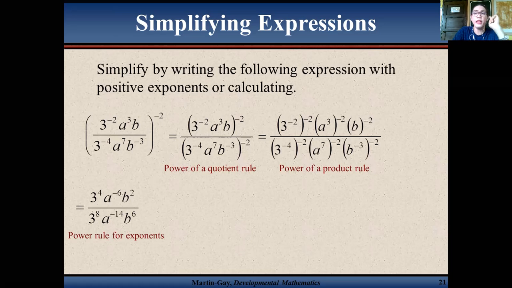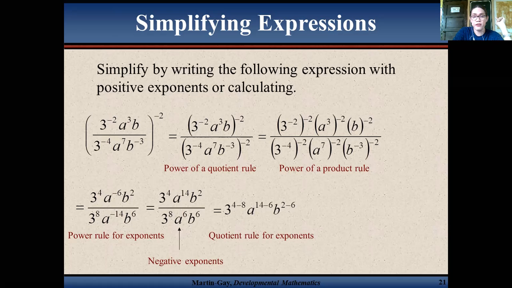And after that, applying the power rule for exponents, it gives you 3 to the power of 4, a to the power of 14, b squared over 3 to the power of 8, a to the power of 6, and b to the power of 6. Then applying the negative exponents, as you can see, we have the quotient rule for exponents.